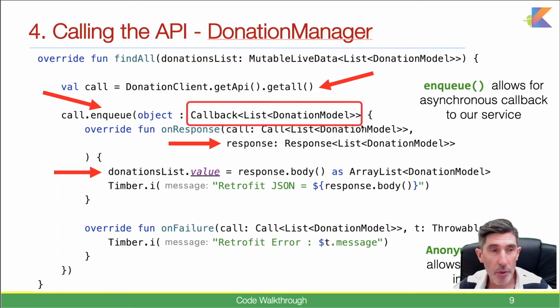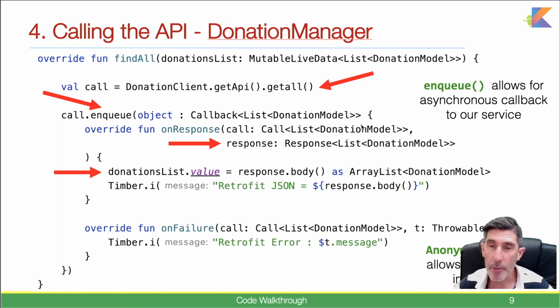This is an anonymous callback, and this allows for multiple calls in the same class. I would have explained this in the previous section, but this is very useful if we want to have multiple different calls like we will have in our donation manager, as we'll see in a minute.